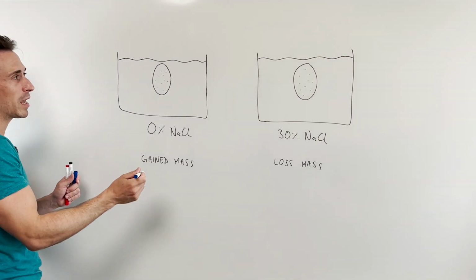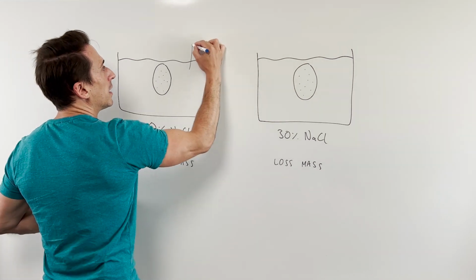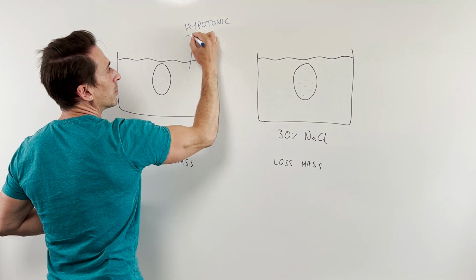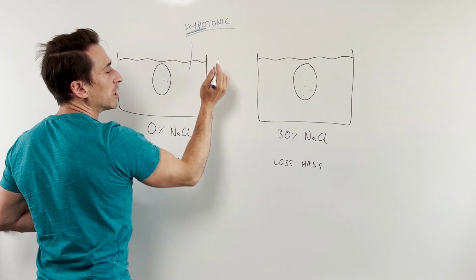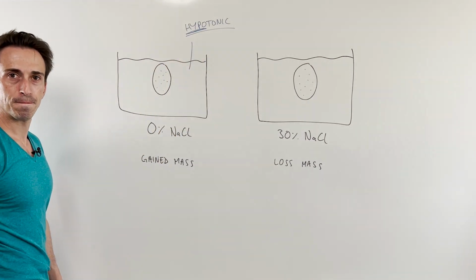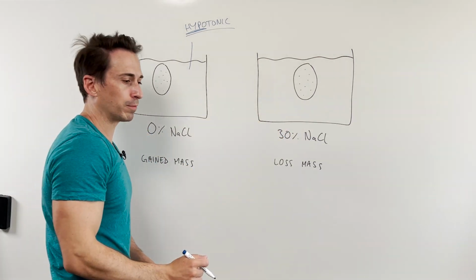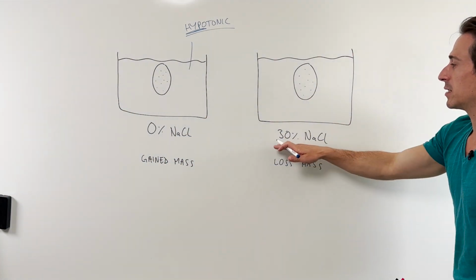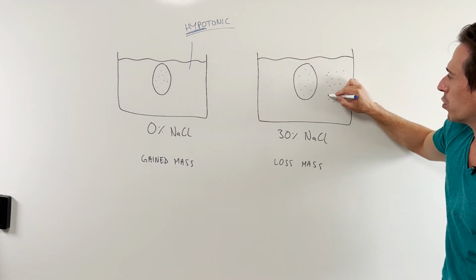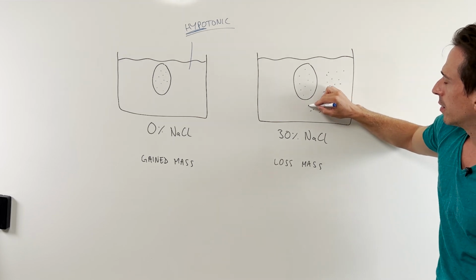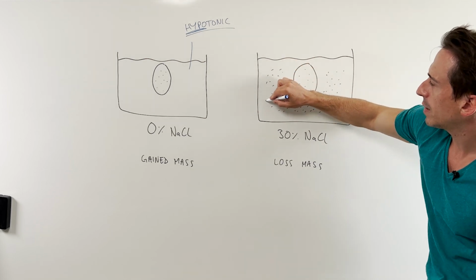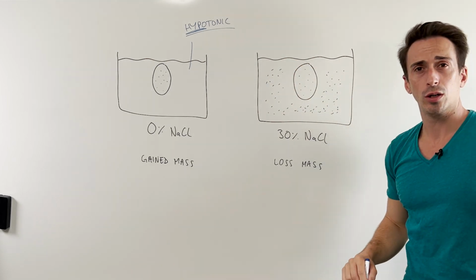Now, the term we use here is that the solution it's bathed in is a hypotonic solution. Hypo means below. Tonic is concentration difference. So the fluid here is below the concentration of the egg. Let's go over to this scenario. So now the egg is placed in a 30% sodium chloride. So the solution that the egg is placed in is way more concentrated than that of the egg. Let's assume that the egg is 0.9% sodium chloride like we are. So you've now placed the egg in a solution that has way more salt.